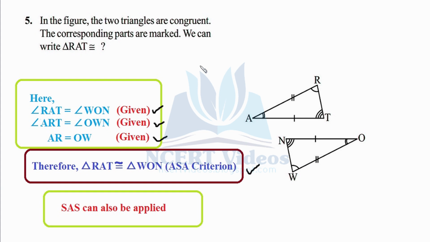We can also come to the same conclusion, that is triangle RAT is congruent to triangle WON, using SAS, that is side angle side. How? Well, if you see here, AT is equal to what? QN, this side. Then you have this angle here, same, and this side, same. So you can also come to this conclusion by using side angle side. So there are many ways by which you can prove a particular relationship of congruency in triangles. You go with what you see first. So that is your question number fifth.